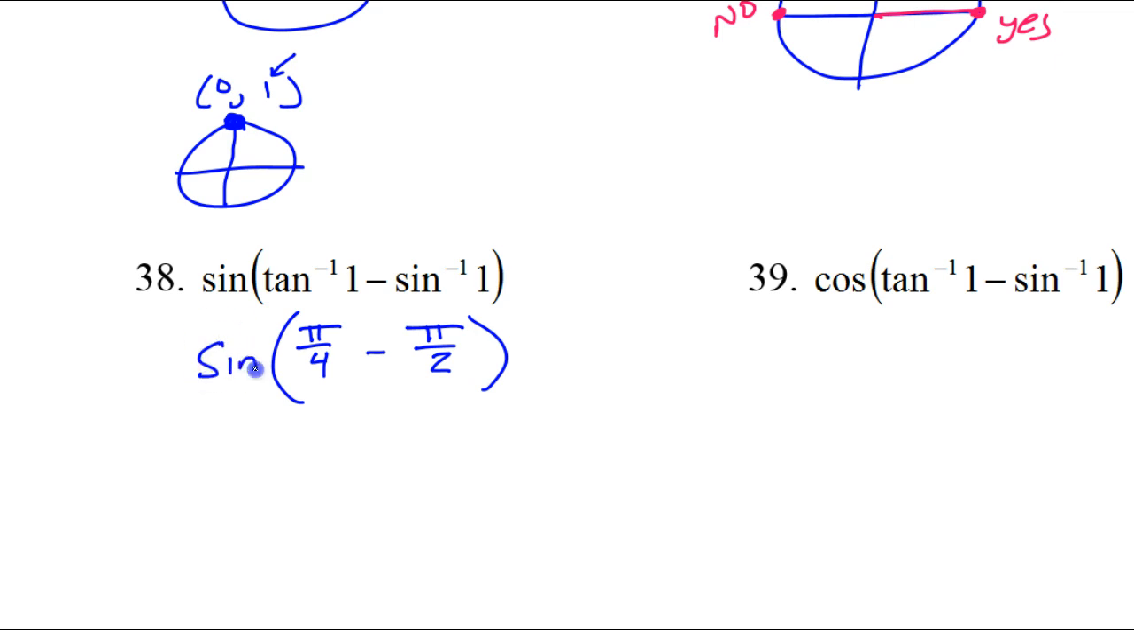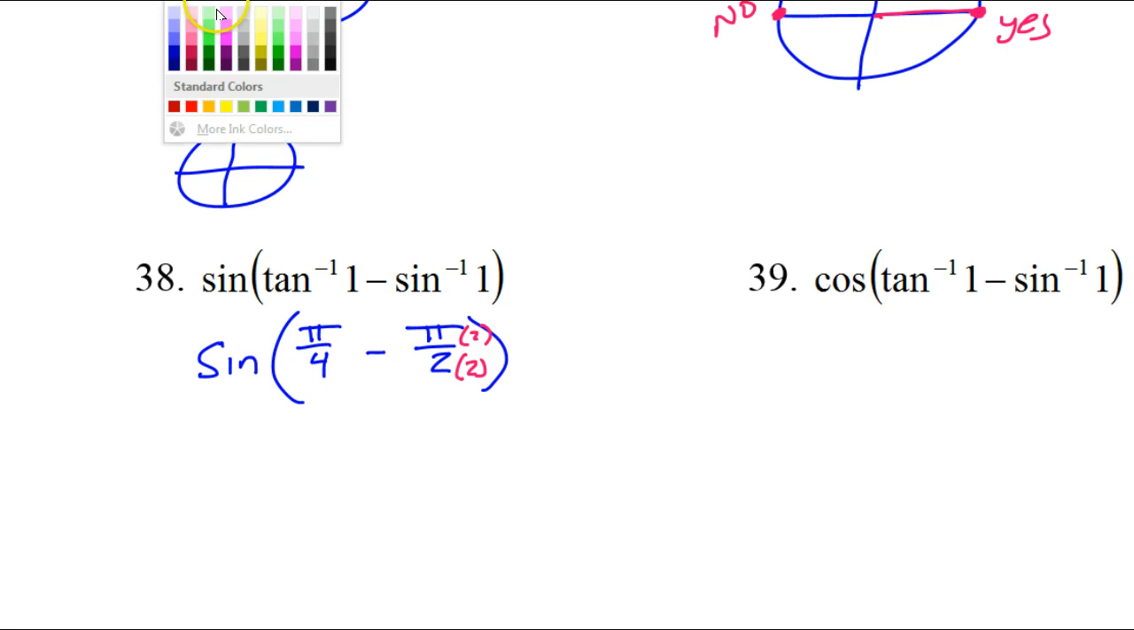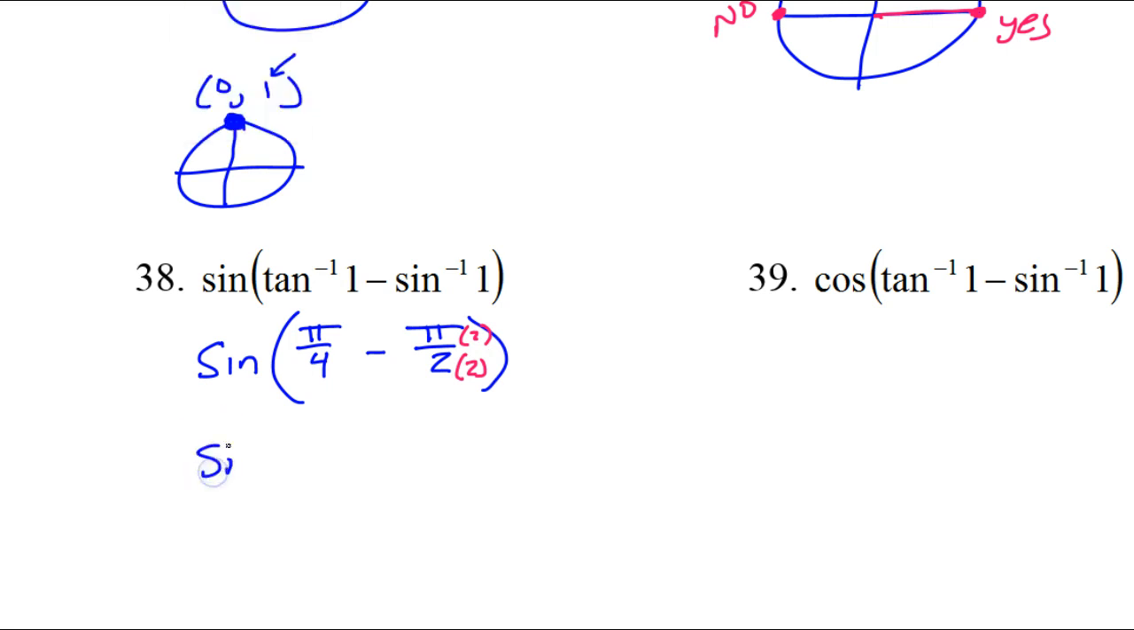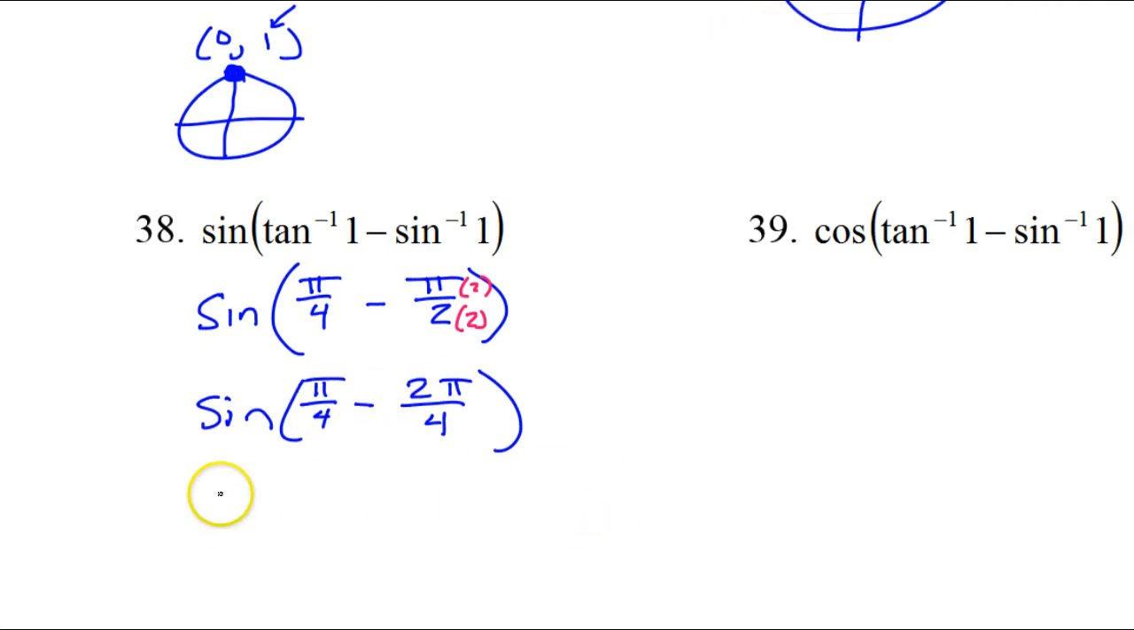Okay, so I'm being asked to find the sine of this minus this. Thinking about our denominators, if I multiply these both by 2, then I'm looking at pi over 4 minus 2 pi over 4. That's going to be negative 1 pi over 4, or negative pi over 4. So we're talking about the sine of negative pi over 4.